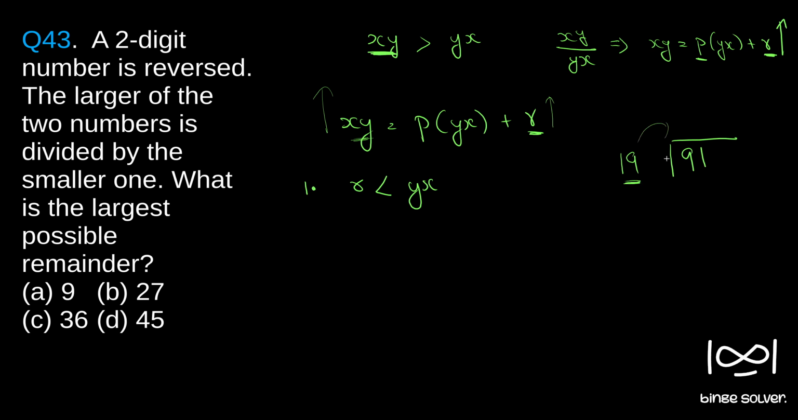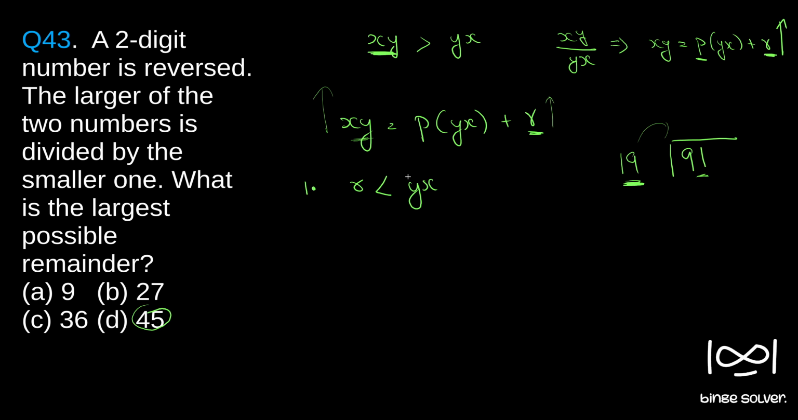p into 19 will result in a number close to 91, and the remainder will be small. And as I said, r will be less than yx, so the remainder will be less than 19. So we will not get a large remainder. If you look at the options, there is an option 45. If that is possible, it is the largest number in the options.